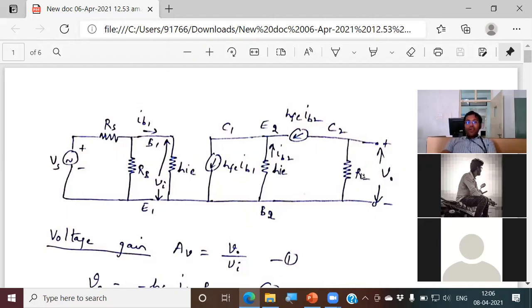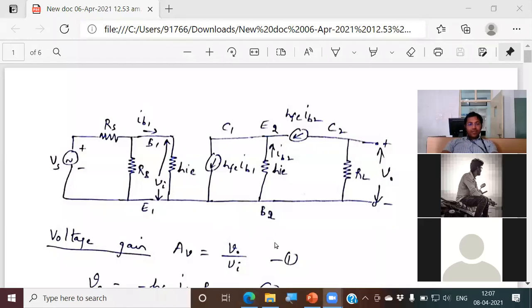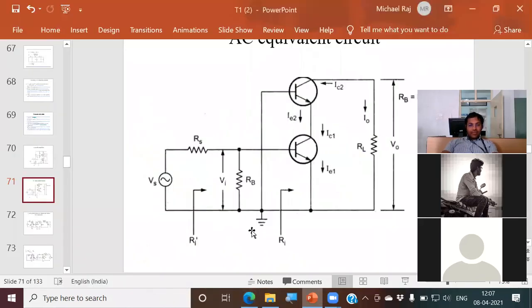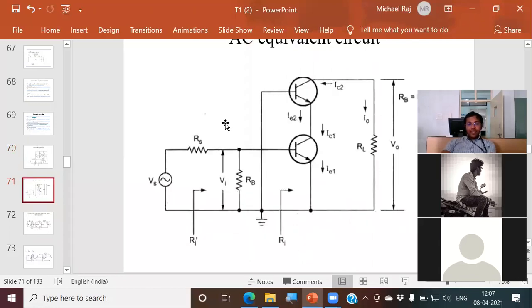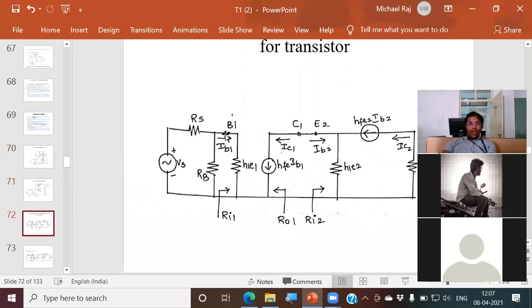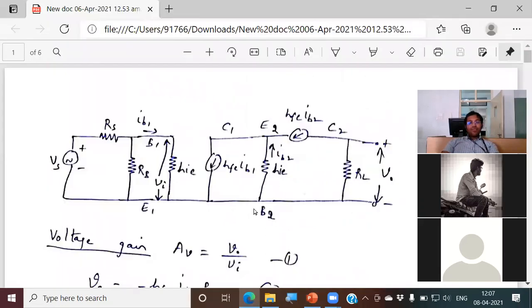Next class, we will also see how this RS changes or affects your circuit. Today, what I want you to do is see. So far, we started with a circuit, how to go for the AC equivalent, how to replace the transistor by the H parameter model, and analyze. We have done that. Now I will give you one new circuit.